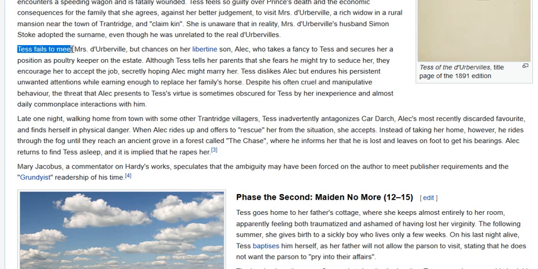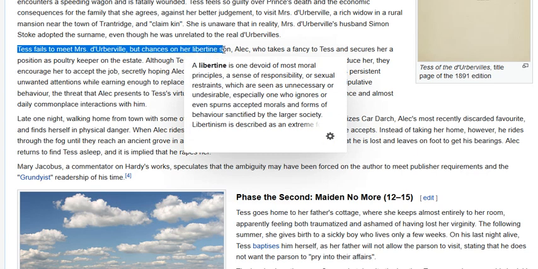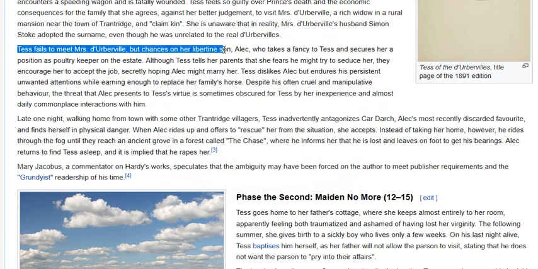Tess fails to meet Mrs. D'Urberville, but chances upon her libertine, evil son Alec, who is the villain of the novel, who ruins her life. And Tess's tragedy begins when their family horse called Prince died.